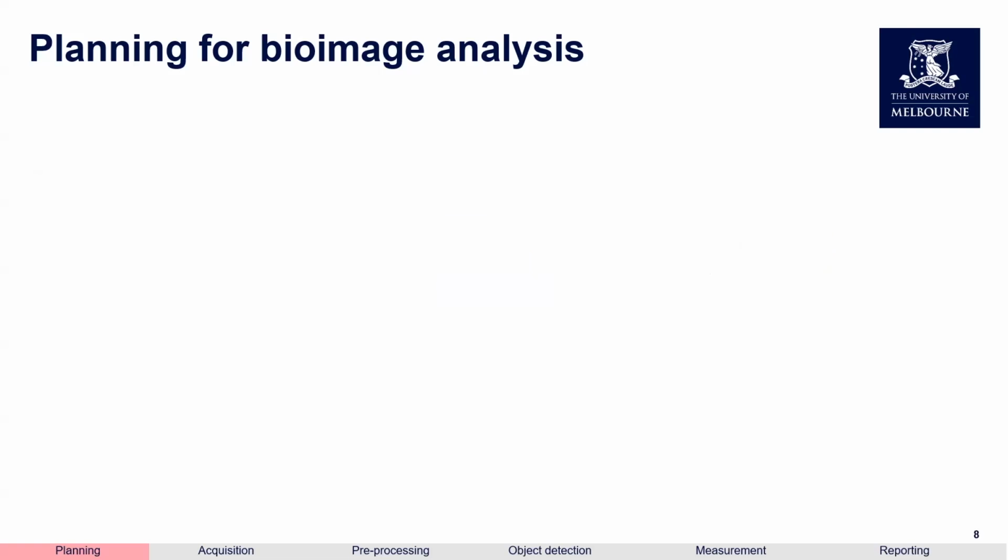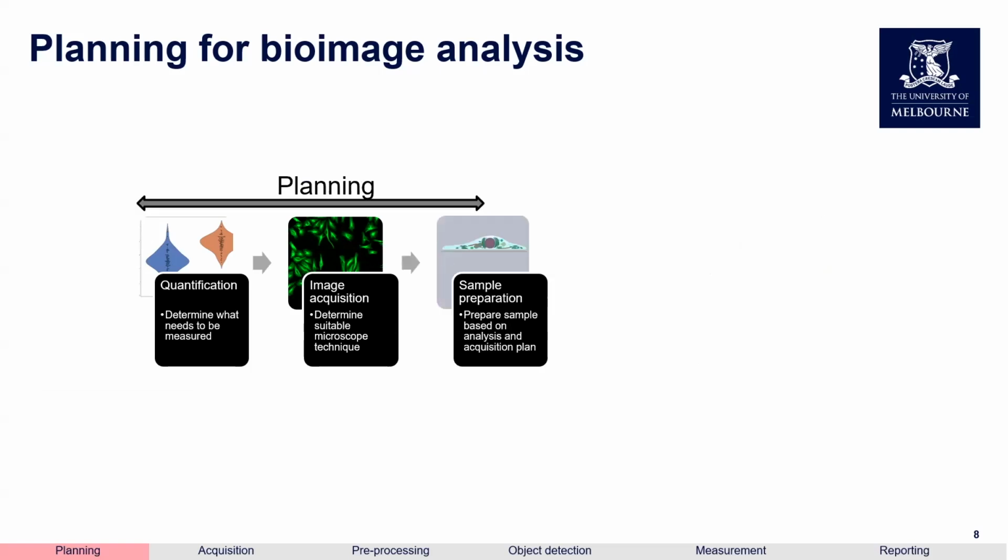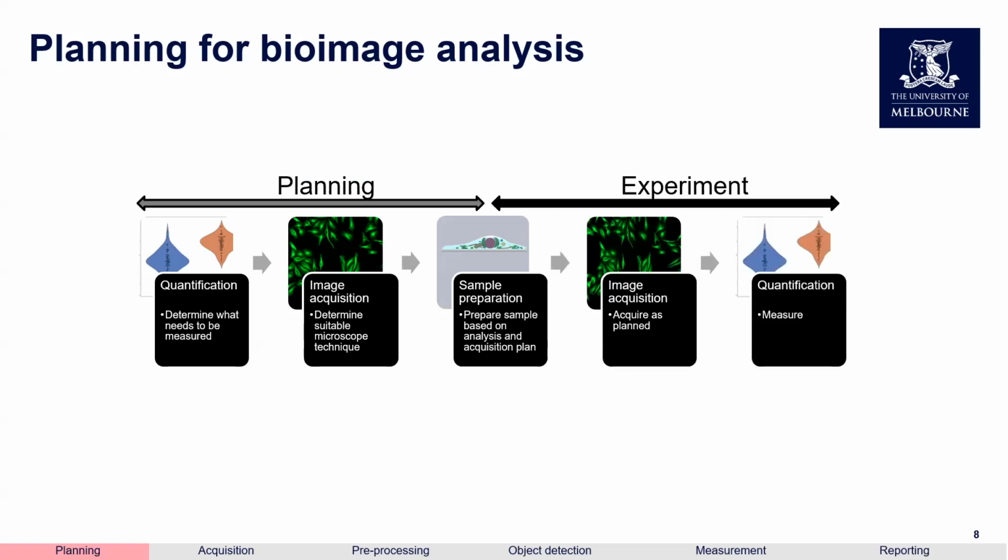The first step is to determine what needs to be measured, then determine the microscope techniques that will generate images that are optimal for that measurement. Then prepare your sample accordingly. This type of planning must happen before any data collection begins.